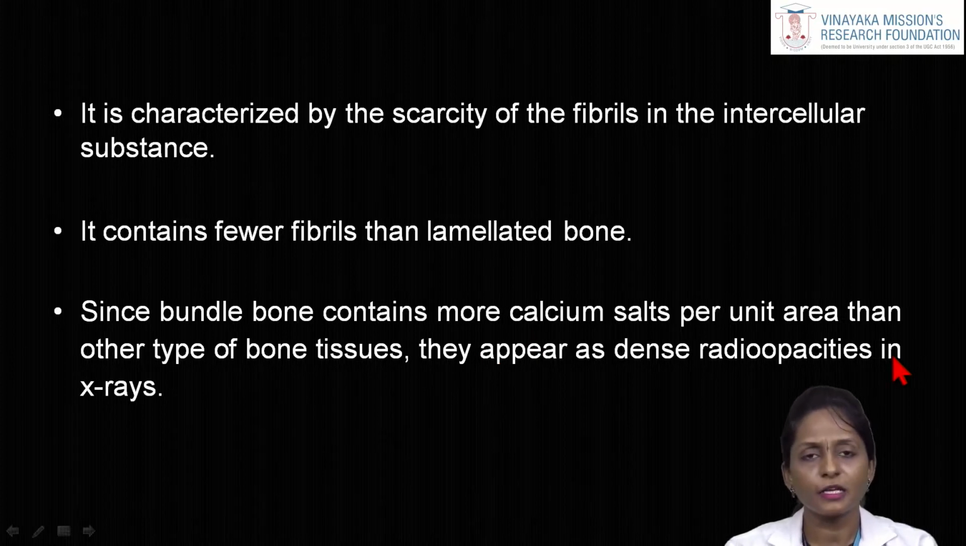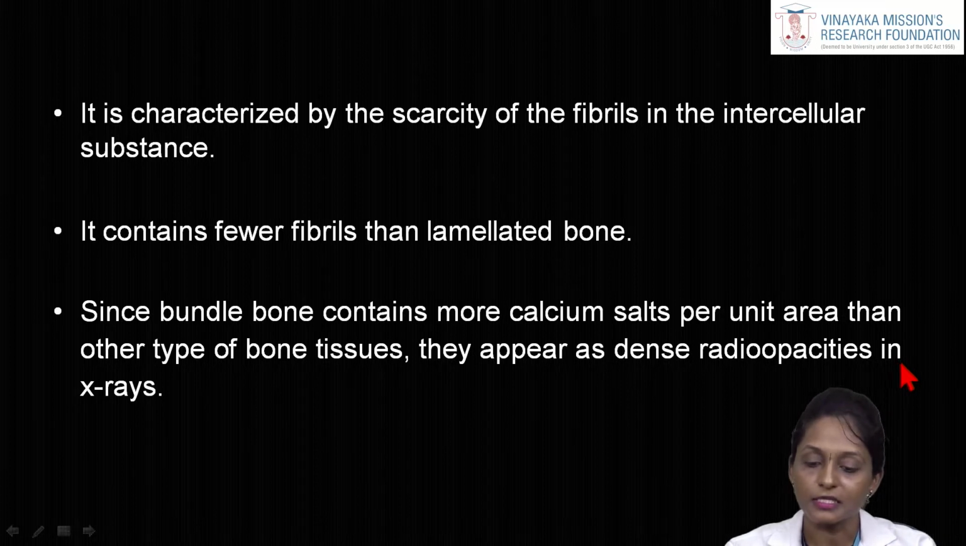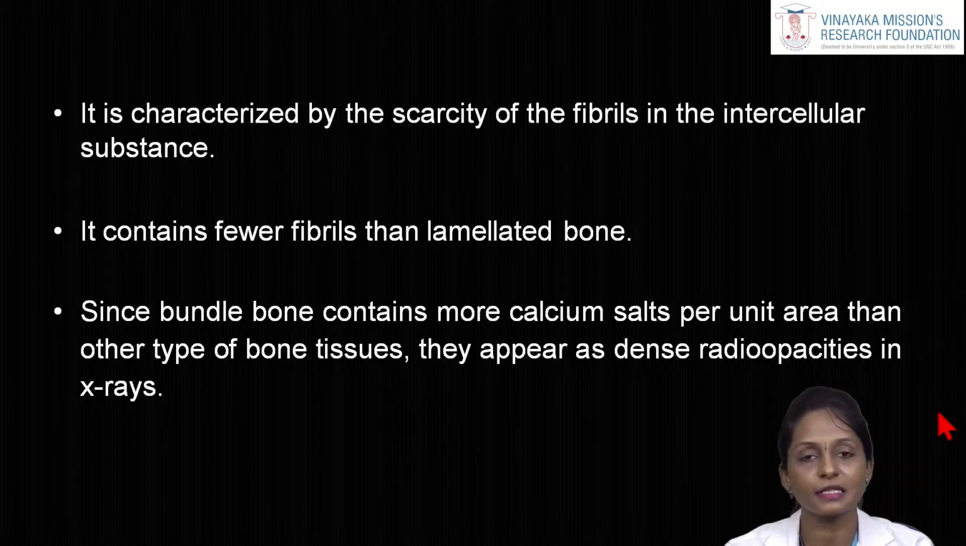Then it contains only fewer fibrils than the lamellated bone. Since bundle bone contains more calcium salts per unit area than the other types of bone tissue, it appears as radio-opacities in X-rays. You can see a thin radio-opaque line following the tooth apex and root. It will be continuous with your tooth root. That is also called lamina dura.